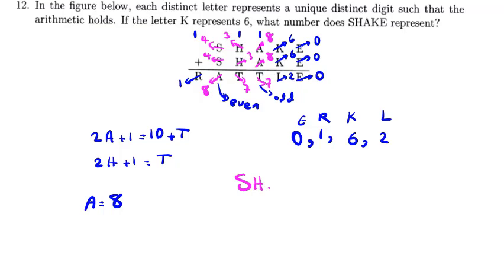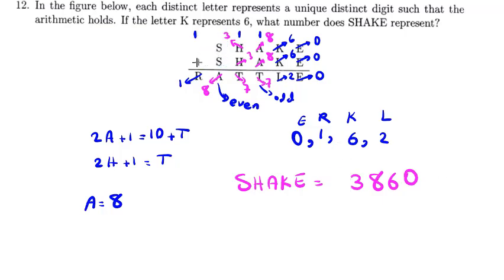Now, if we consider SHAKE, S is what? S is 4. H is what? Is 3. A is what? Is 8. K is what? 6. 0. So, let me correct some part. Because we have a carry here, 1. Okay, so we should correct this part. Let me correct this part.